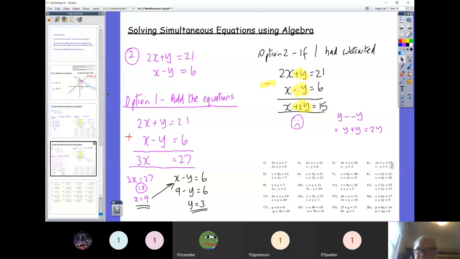So before I let you loose and having a few goes yourselves, I want you just to look at these and decide whether you think you should be adding or subtracting. So I'm just going to give you a few seconds to have a think about these. You don't have to write anything down, but we've just done numbers 1 and 2. Just go along in your head and think, are you going to add or subtract in order to eliminate a variable? And I'm just going to give you 30 seconds to think about this, and then I will go over it.